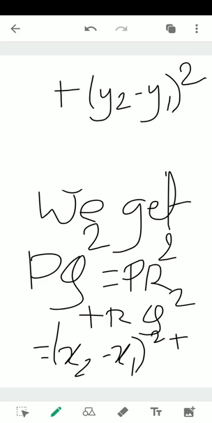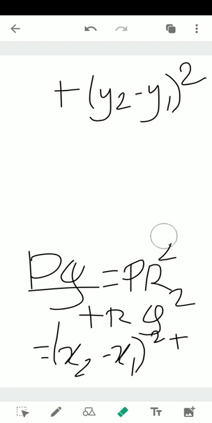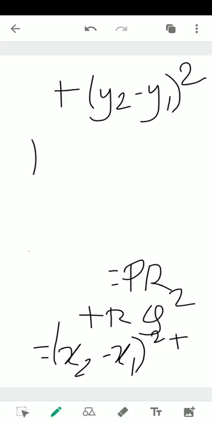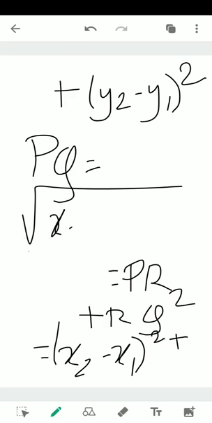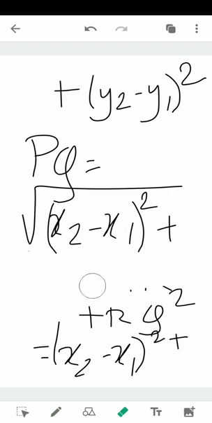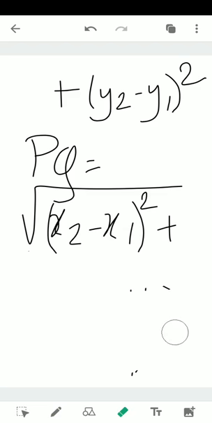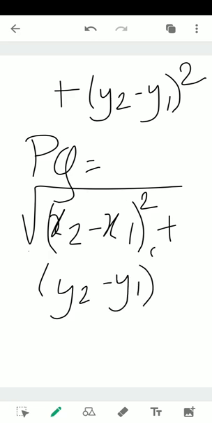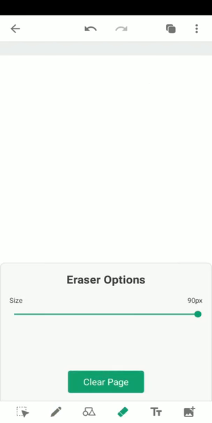But since we are trying to find the value of PQ and this is square, we need to send the square to the other side of the equation, and as you know, it becomes square root. So PQ equals under root x2 minus x1 whole square plus, as you would have guessed by now, y2 minus y1 whole square. All of them should be inside the square root. So this is the value of PQ, and it is famously called the distance formula.